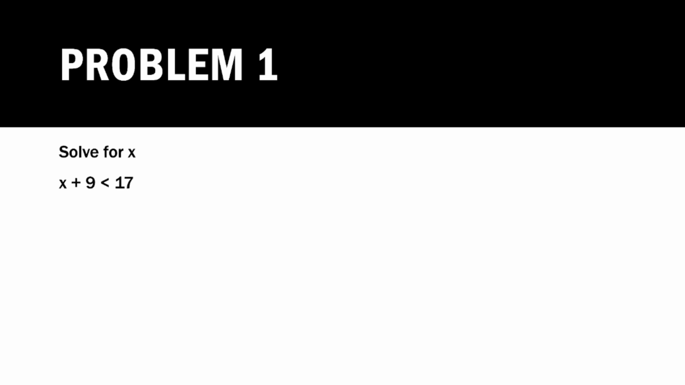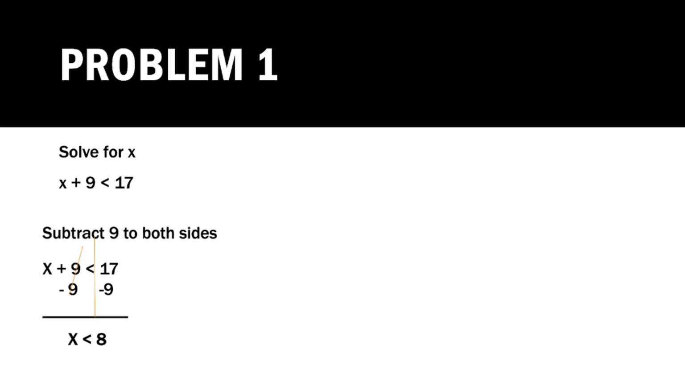In other words, adding 9. What's the opposite of addition? The answer is subtraction. So you want to subtract 9 from both sides, not just one side, but also the other side, so that the one side has nothing there, it's canceled out, and then you do that same process on the other side. When you subtract 9 from x plus 9, the 9s cancel out, so you're left with only x. You have to do the same thing to the right side. 17 minus 9 is 8. So x is less than 8. That's going to be your answer.